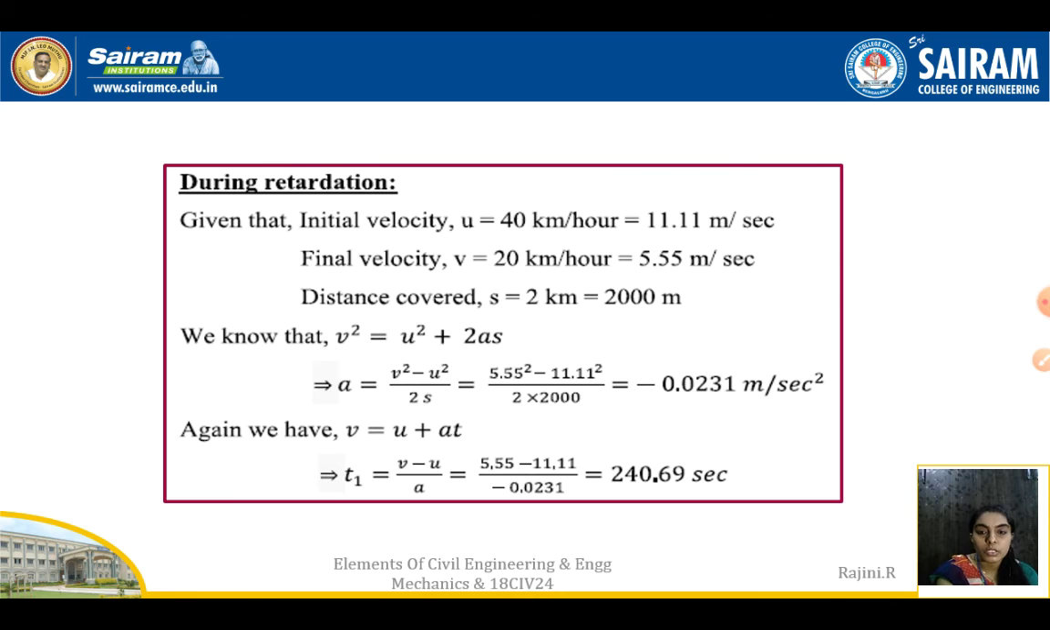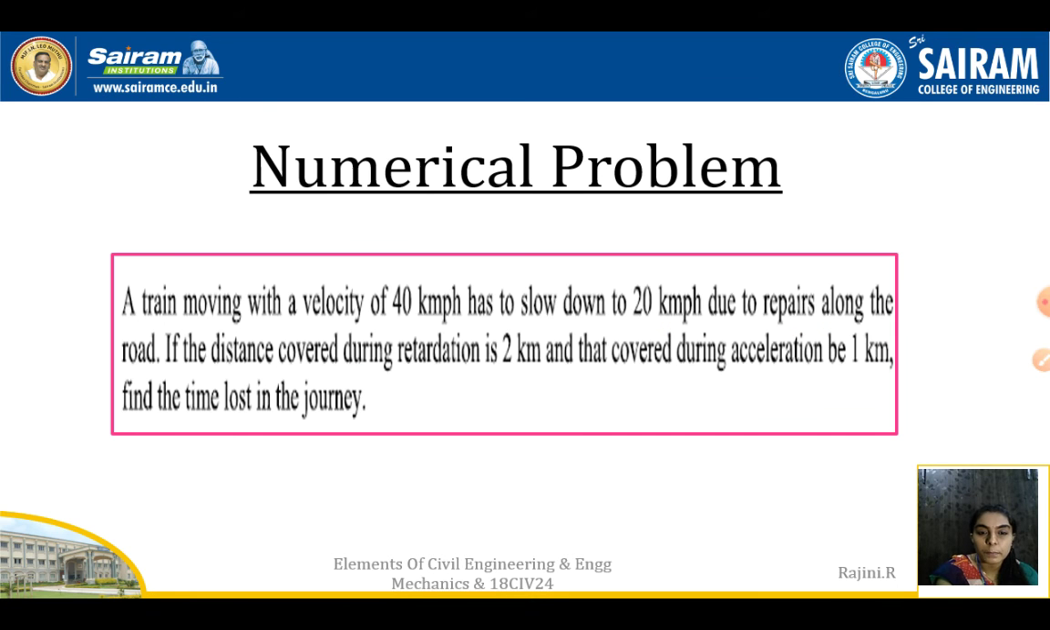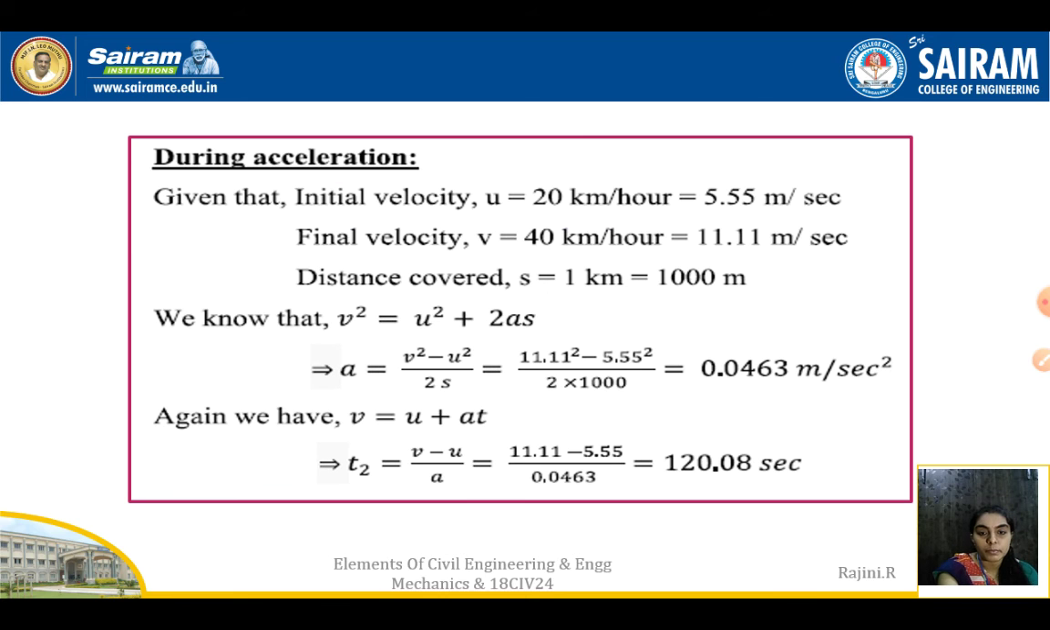Okay, in the question you can see here, the distance covered during retardation is 2 kilometer and the distance covered during acceleration, in the positive acceleration time, it was 1 kilometer, and in retardation, the negative, it is 2 kilometer. Okay, the same thing I have written here. Distance covered, that is s, is equal to 1 kilometer is equal to 1000 meter.